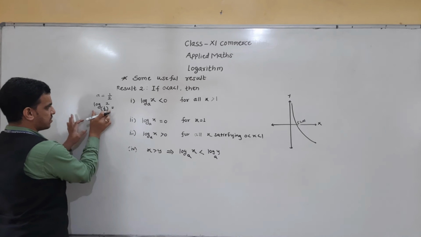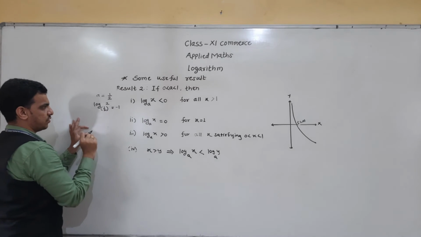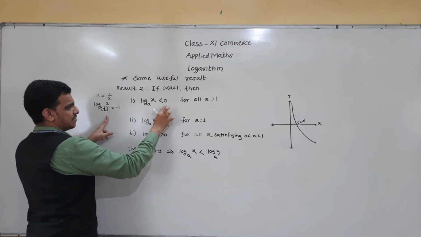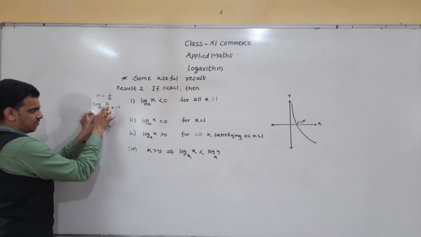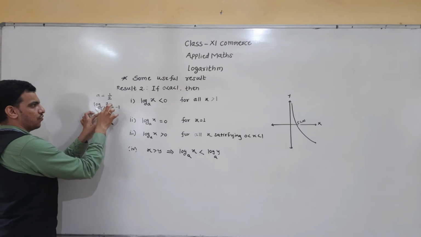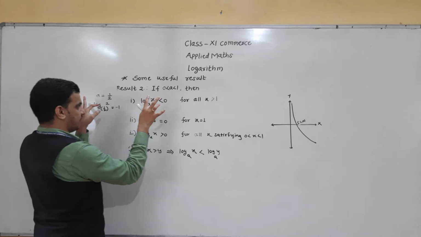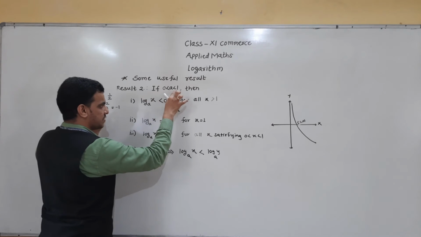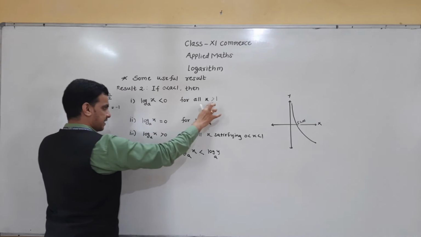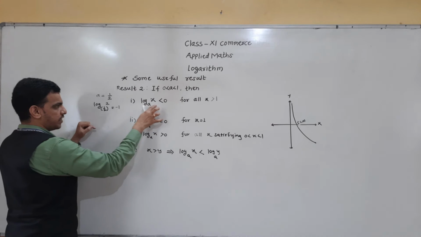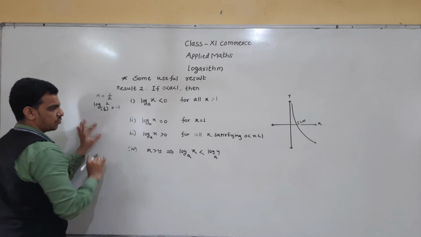So the value of log 2 to the base 1 by 2 is minus 1, which is less than 0. Which power do we have to raise 1 by 2 to, to get 2? That is minus 1. So if a is in between 0 to 1 and x is greater than 1, then log of x to the base a is less than 0. This is the first result.